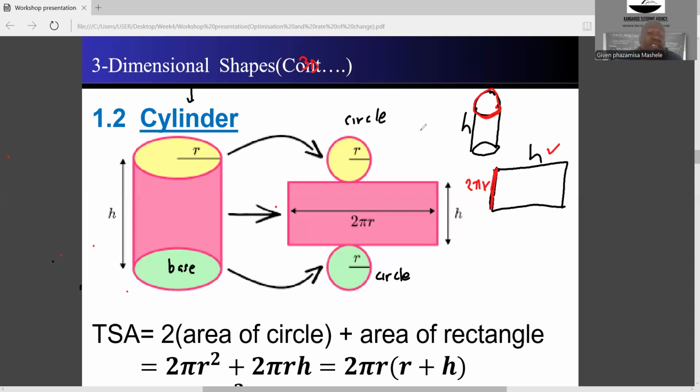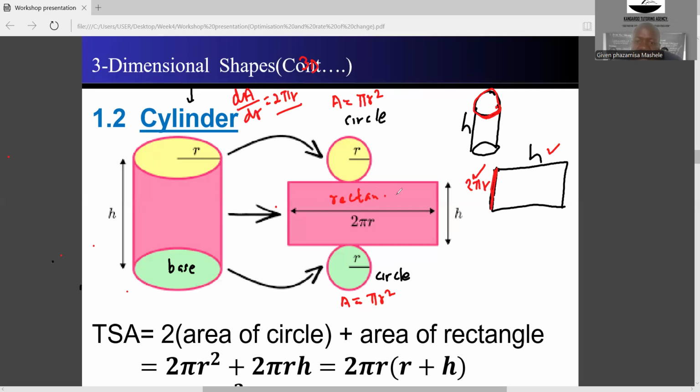And how do we remember this? By knowing the area of the circle. We know the area of the circle is pi r squared, which means if you differentiate this area with respect to r, it will give us 2 pi r, which is the circumference. So it means that a cylinder has two circles and a rectangle.